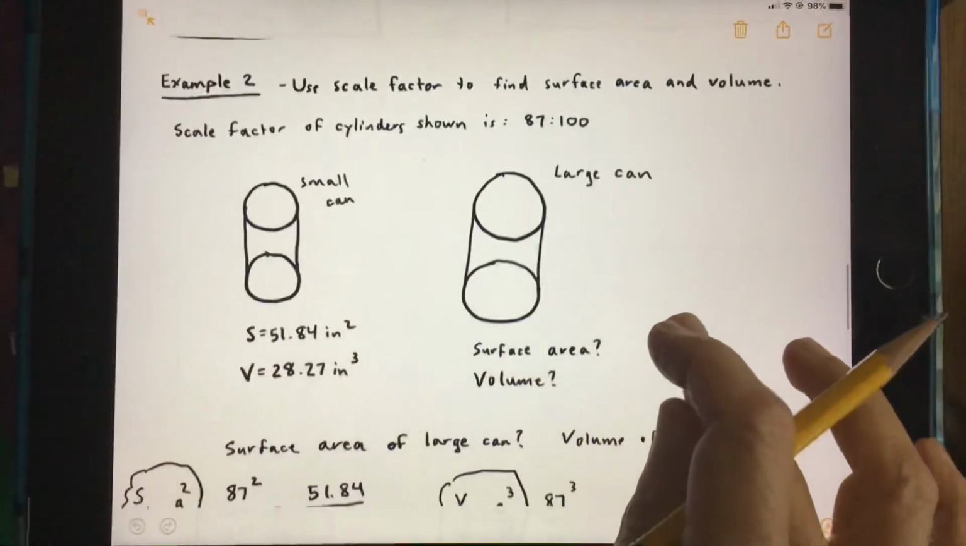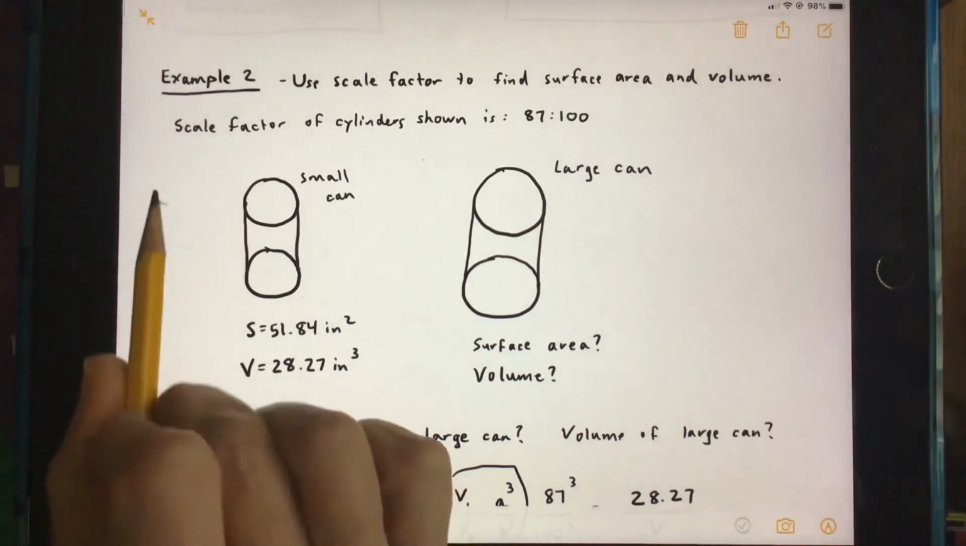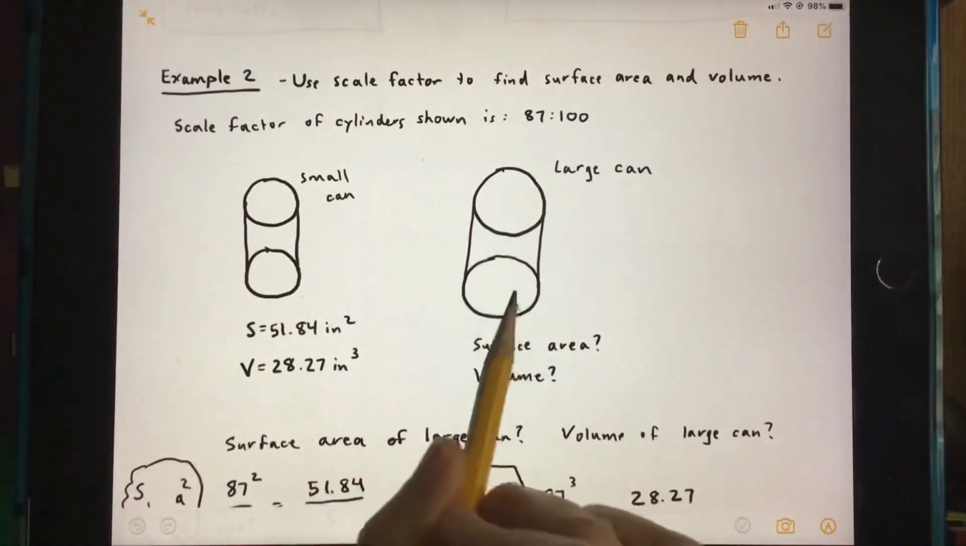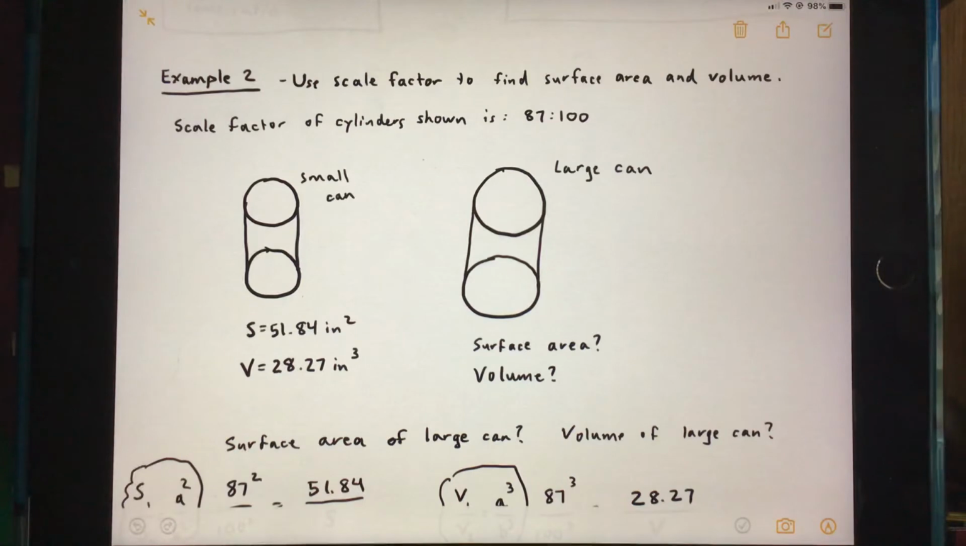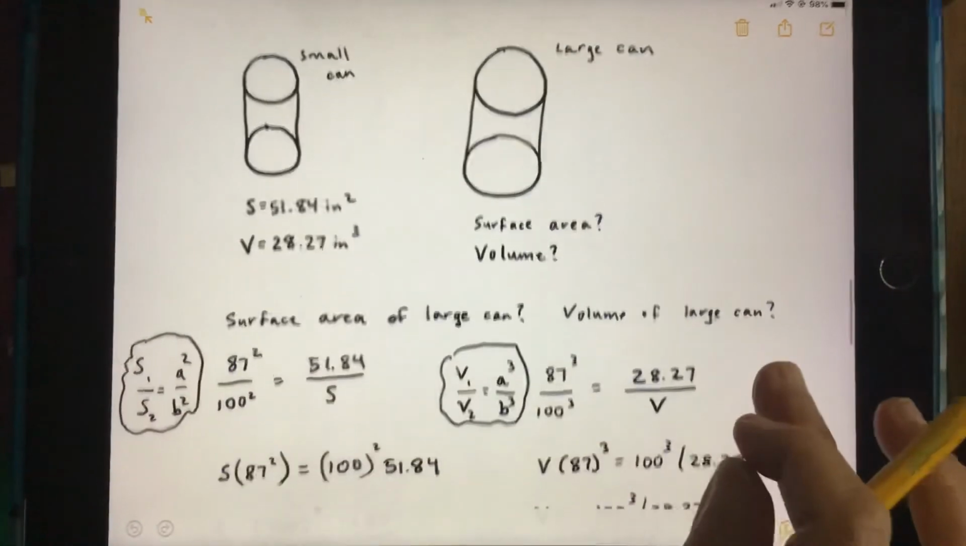What about example 2? All right, in this one we're going to use the scale factor to find the surface area and volume of a figure. We are told that we have two, and they're showing us cans that have some food in them in the book. The scale factor of the cylinder shown is 87 to 100. So we have a small can of food and a large can of food, and their comparison, when it comes to a one-dimension comparison, is 87 to 100. And then they tell us the surface area and the volume of the little can. And from that, we are to figure out the surface area and the volume of the big can. All right, so let's go ahead and work that out.